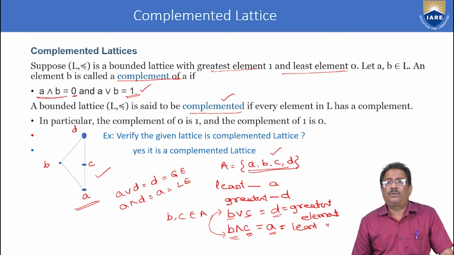So in this example, L has A, B, C, D. All elements will have complements. A has a complement D. D has a complement A. C has a complement B. B has a complement C. So automatically it is a complemented lattice.